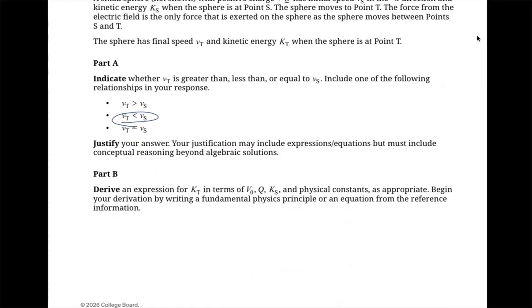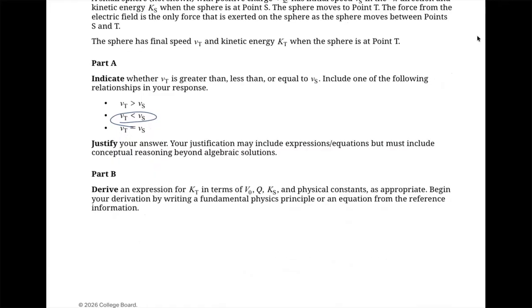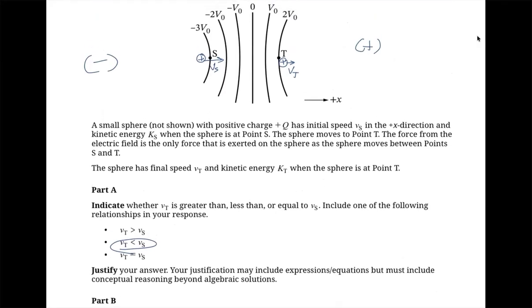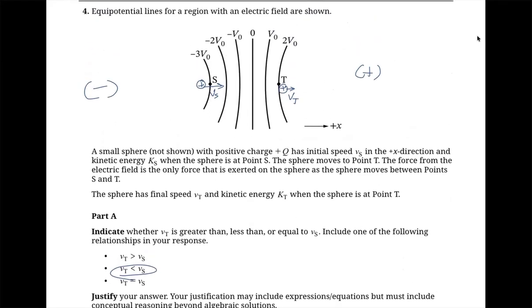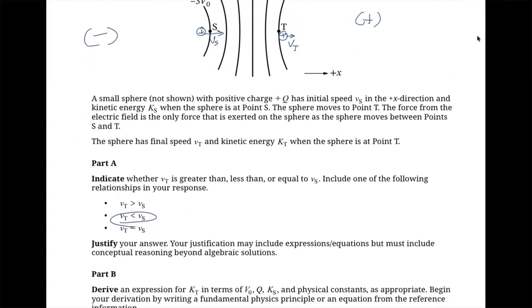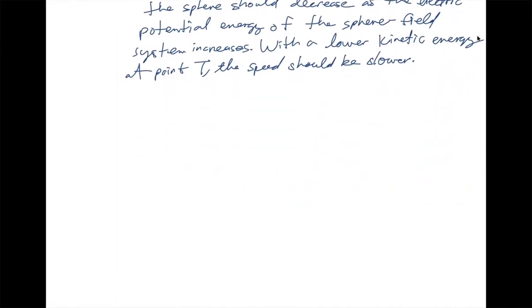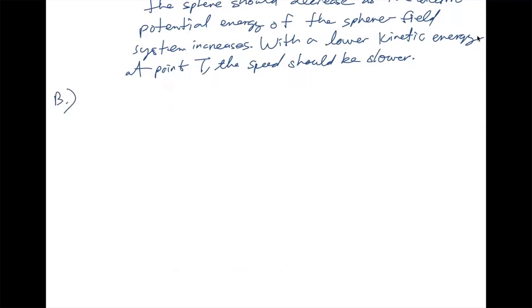All right, part B. Derive an expression for the kinetic energy at point T in terms of V naught, Q, and Ks, and physical constants as appropriate. Perfect. Okay, so we will actually do this quantitatively. We're going to start at a potential of -3 V naught and end at a potential of 2 V naught.